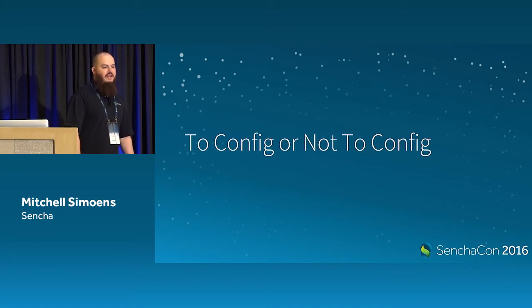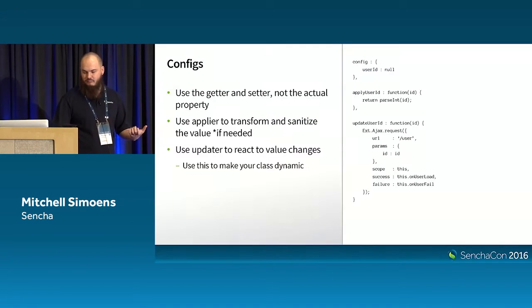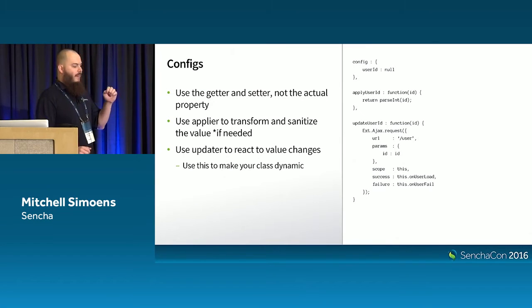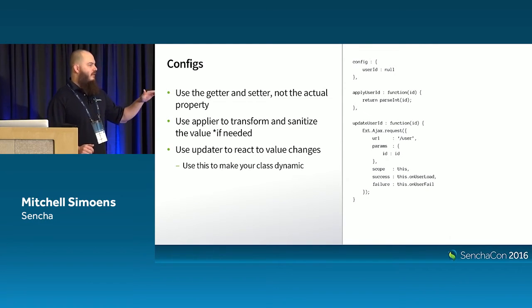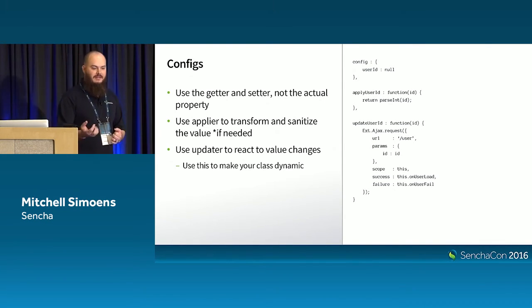So another thing that I use quite a bit, and this kind of builds off of that router talk, is to configure, not to config. What I mean by that is using that config object when you define a class. In that case, I was using a user route and an ID of that, so on my window class, I can have a user ID config on that. And so when it changes, I'm going to want to do an AJAX call, load the user details, maybe set that onto the form or something like that.